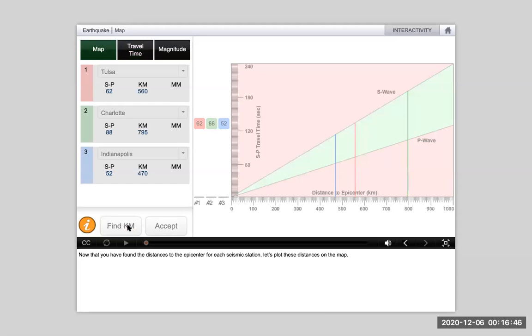Now that you have found the distance to the epicenter for each seismic station, let's plot these distances on the map. We simply drop down, and it's doing it for us automatically, and that gives us the distances. So I'm going back to the map.